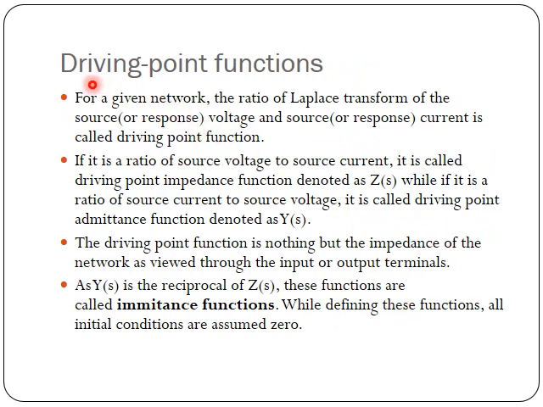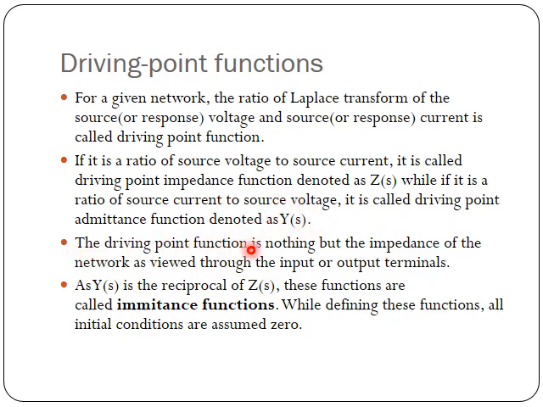So let us see what driving point functions are. For a given network, the ratio of the Laplace transform of the source voltage and source current is called the driving point function. If it is a ratio of source voltage to source current, it is called the driving point impedance function and is denoted as ZS. If it is a ratio of source current to source voltage, that is vice versa, then it is called the driving point admittance function and is denoted by YS.